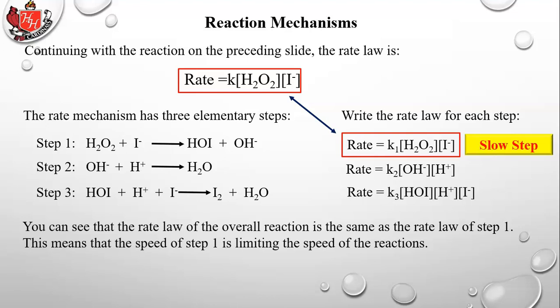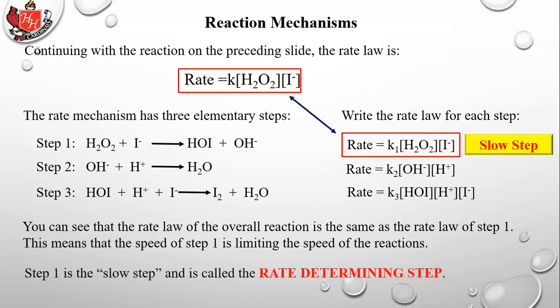And really, to be more specific, it's not that it's step 1, it's that it's the slow step. The rate law of the slowest elementary step is going to be the rate law of the overall reaction. Again, the overall reaction can't happen any faster than its slowest step. Step 1 is the slow step, and this is called the rate determining step.